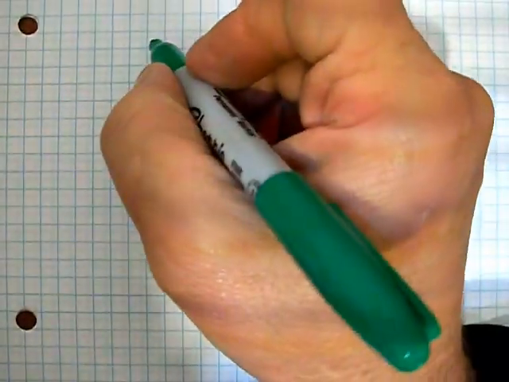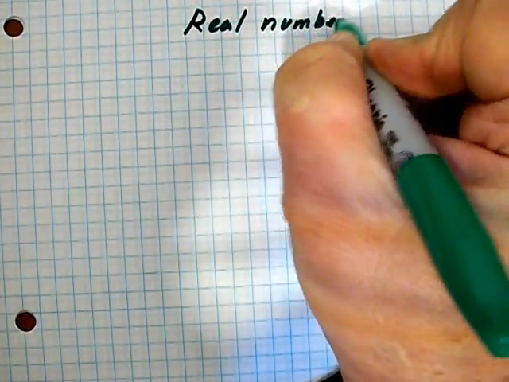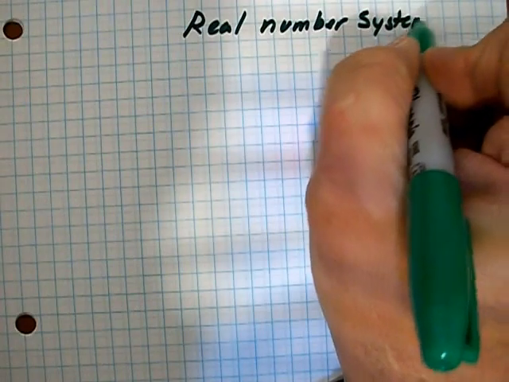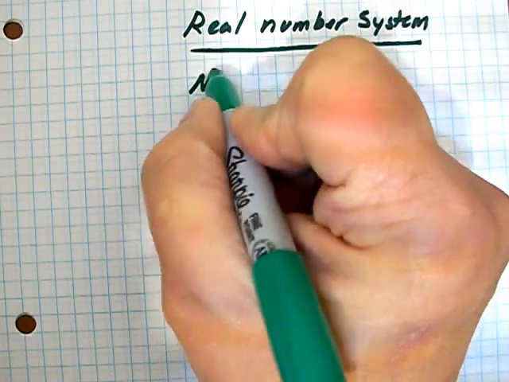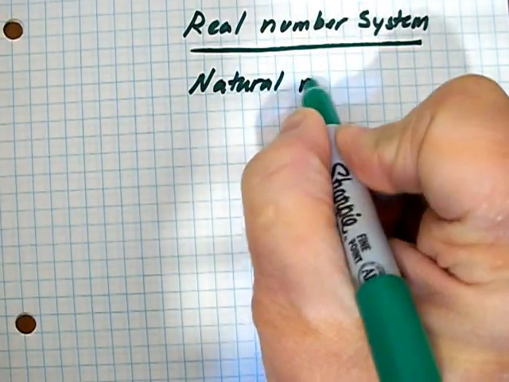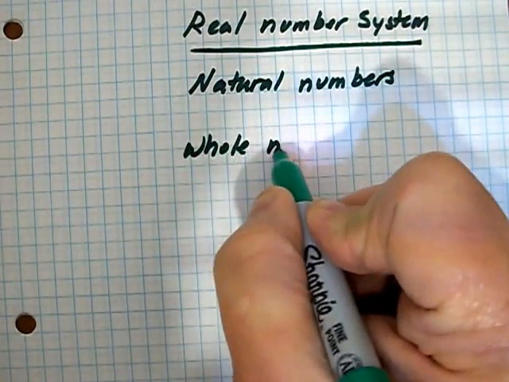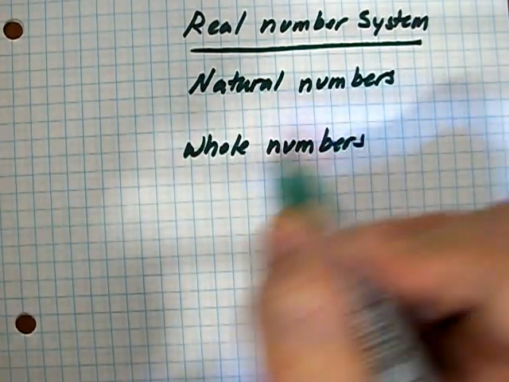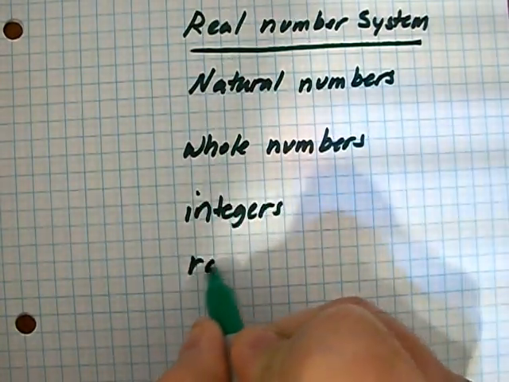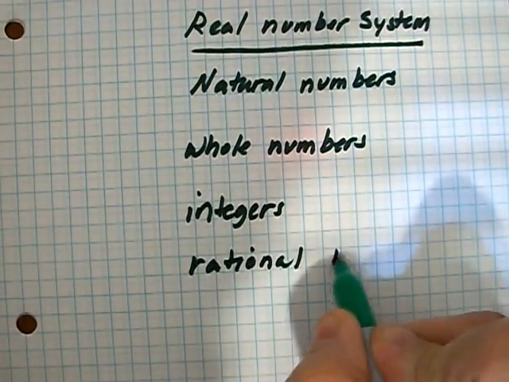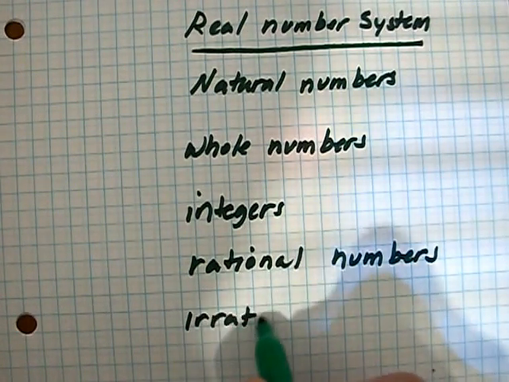Okay, today I wanted to talk about the real number system. This includes natural numbers, whole numbers, integers, rational numbers, and irrational numbers.